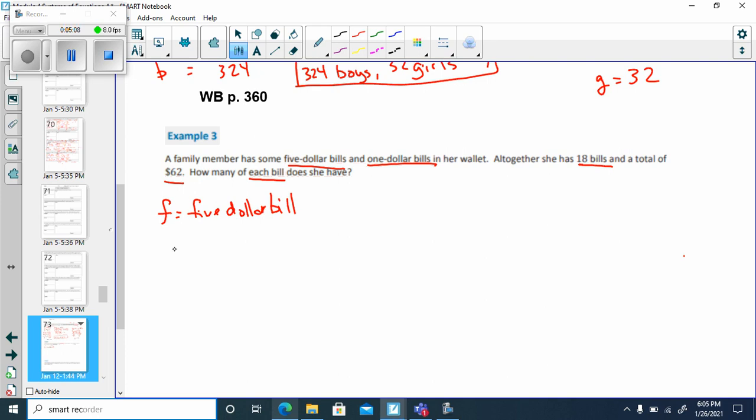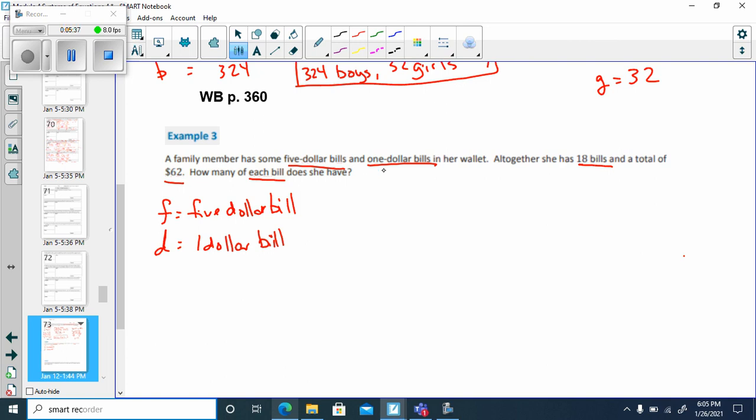All right. The $1 bill, I could go zero. I could use O, but that would look an awful lot like zero. So I might call that one a dollar bill. D is equal to the number of $1 bills. Okay. Whatever you choose for your variable is not important. It just needs to mean something to you.